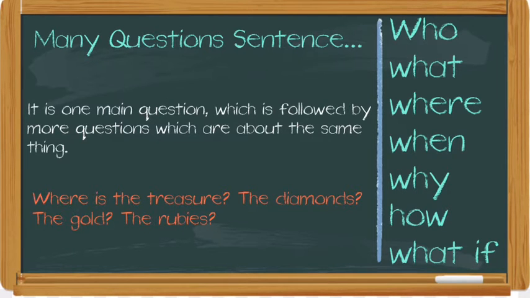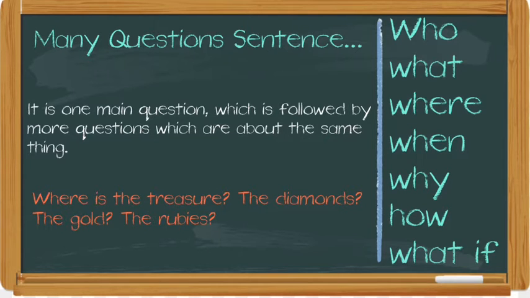Where is the treasure? The diamonds, the gold, the rubies. Now, as you can see, it has a main question there: where is the treasure? It starts with that one. And then the 3 things that you're asking about afterwards all link to the treasure that you're asking about. But they're not individual questions on their own. They wouldn't work if you removed them from the first one. The diamonds, the gold, the rubies make sense when it's attached to our first question.